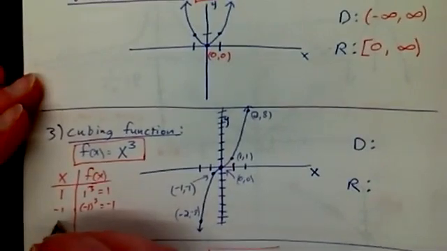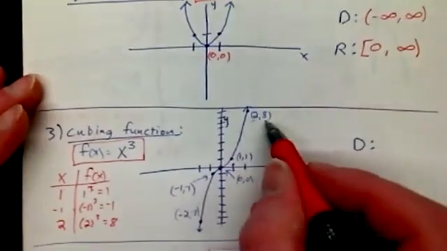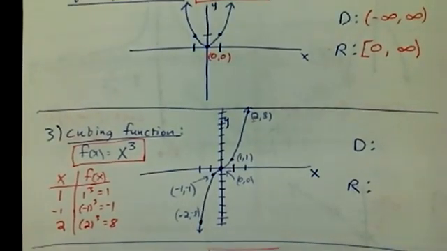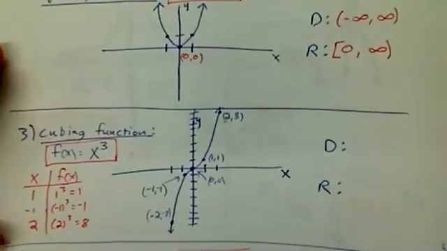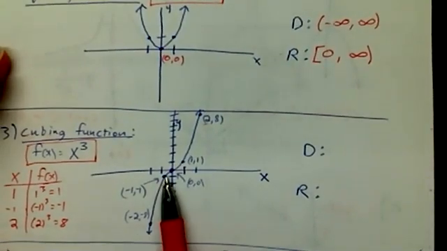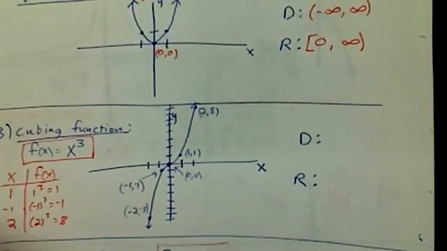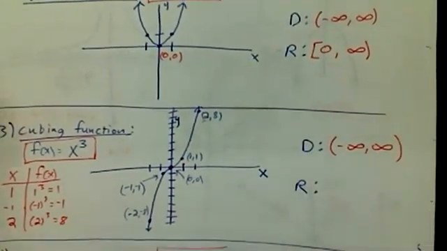Now, what if I put in the value 2? Then I've got 2 cubed, and that's 8. Well, there's the point (2, 8). And likewise for -2, -8. So you want to be familiar with this. Next question is what's the domain on this guy? Well, the domain is all the possible x values, so it is going this way. There's nothing I can't plug in for x, so our domain is all real numbers, or -infinity to infinity.